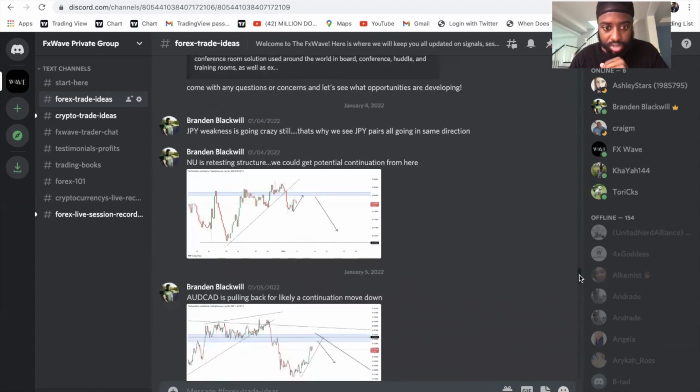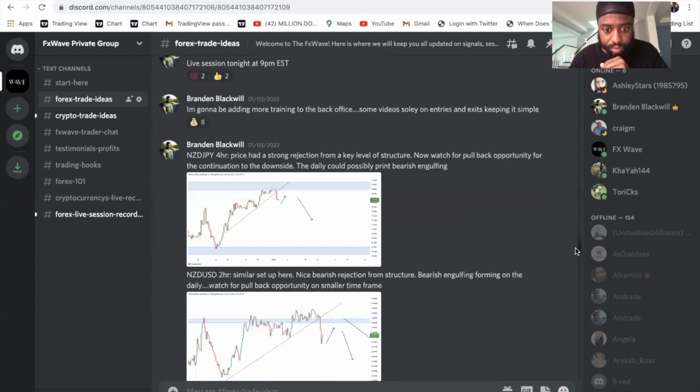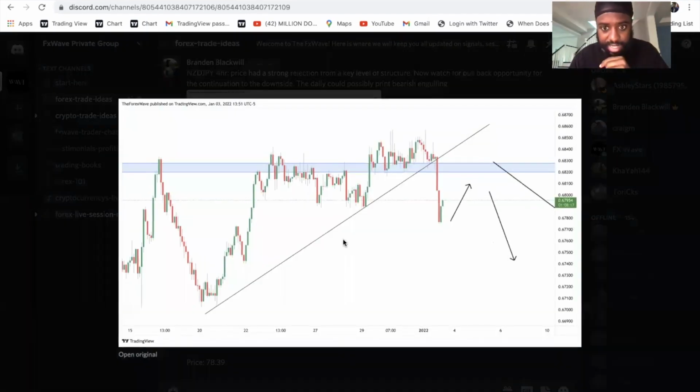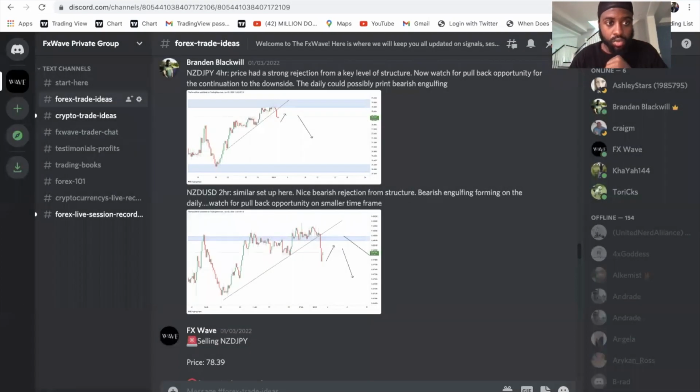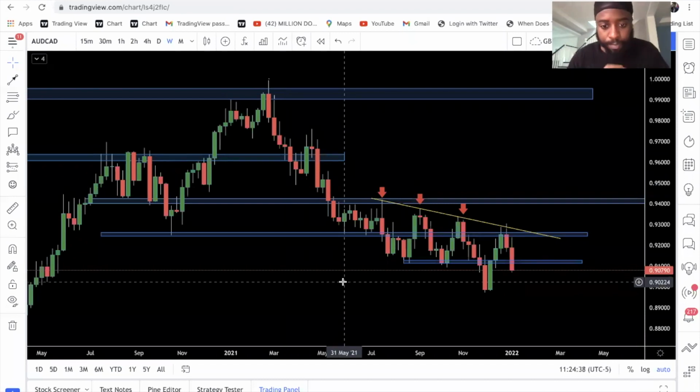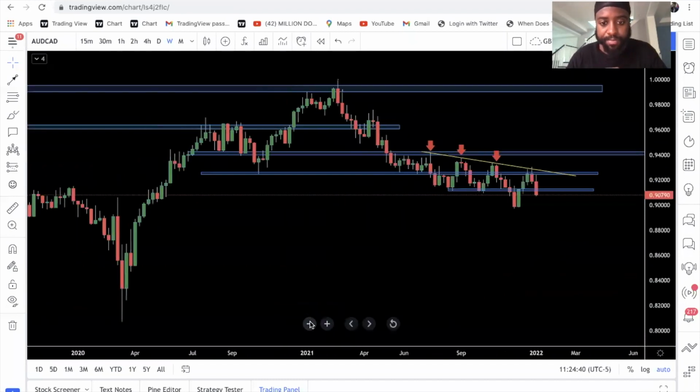And NZD USD was another one here. I sent it out: we're looking for the retest. And if I enter those in my private Discord, I actually give them the exact call, take profit and stop loss, everything included. So going back to the charts, you can see here on AUD CAD, right?